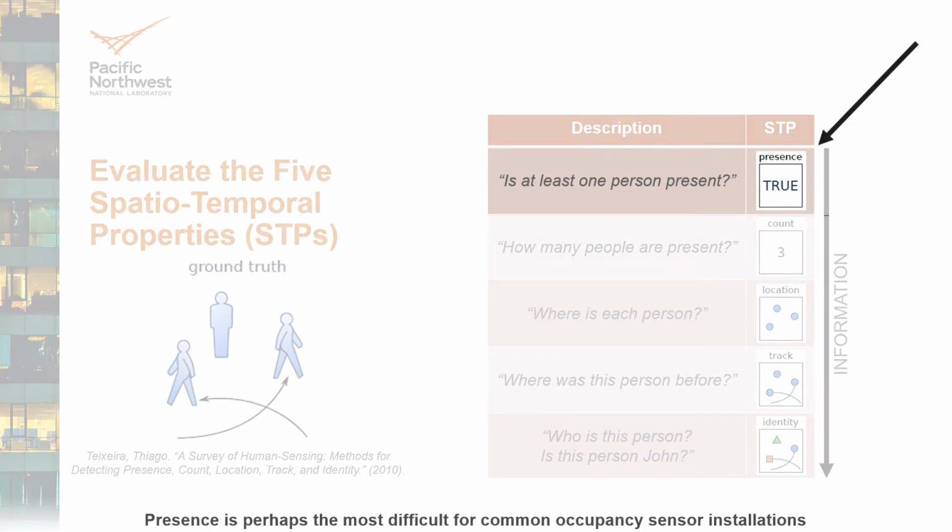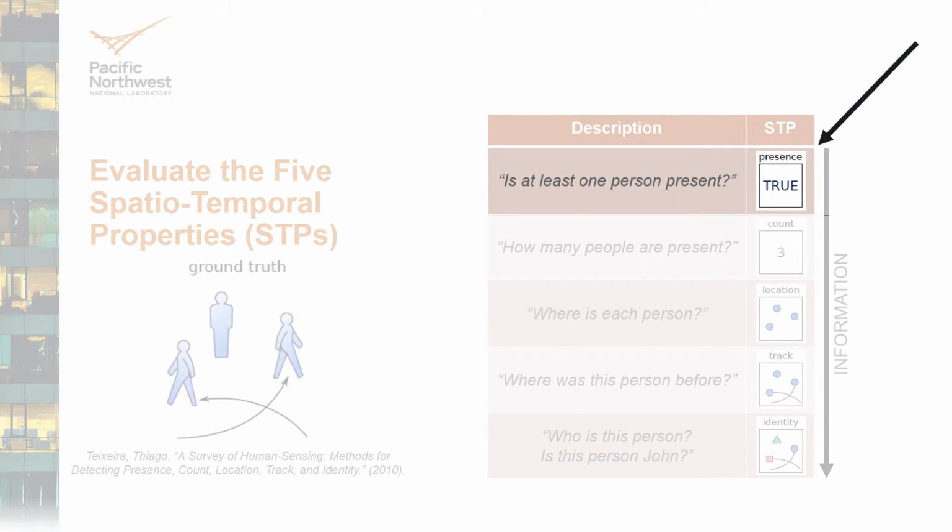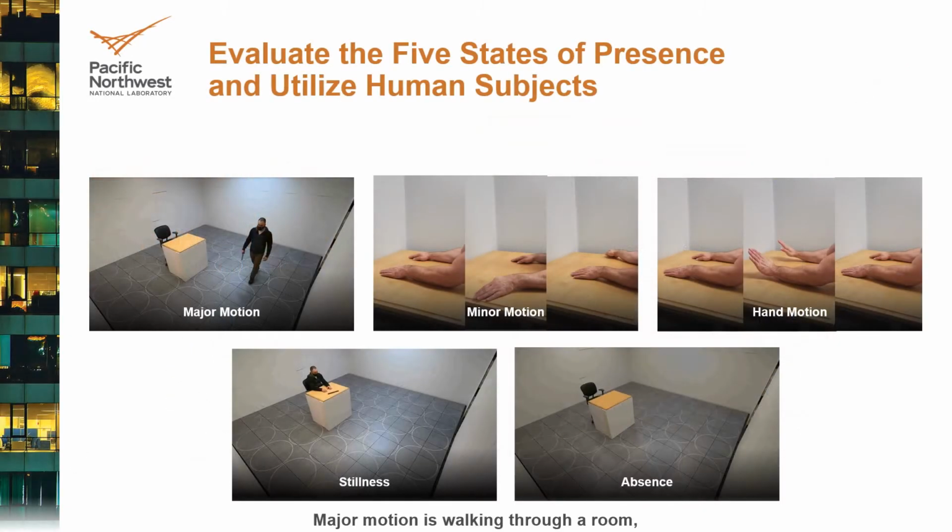Presence is perhaps the most difficult for common occupancy sensor installations and is why lights turn off on us when we are still in a room. It can be broken down into 5 states of presence. Major motion is walking through a room. Minor motion is a movement similar to reaching for a phone. Hand motion is similar to typing, while stillness and absence are just that.